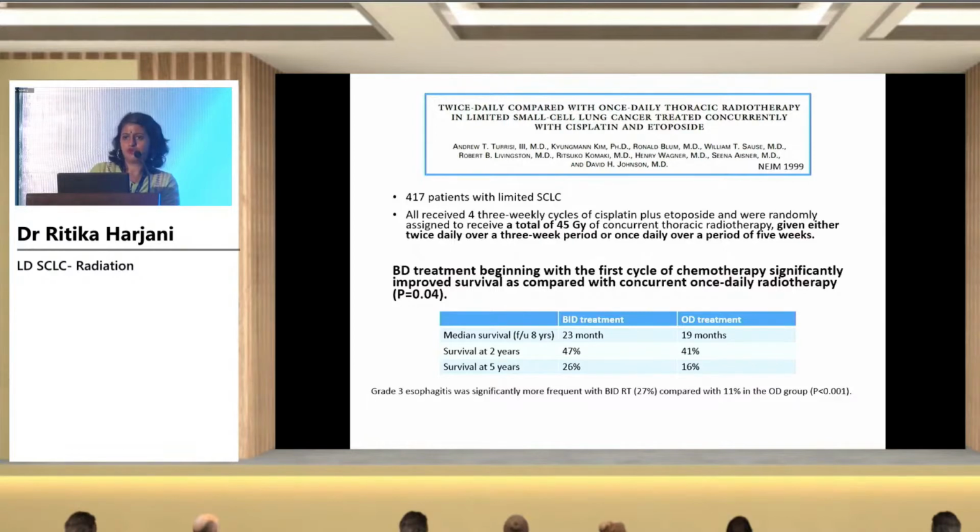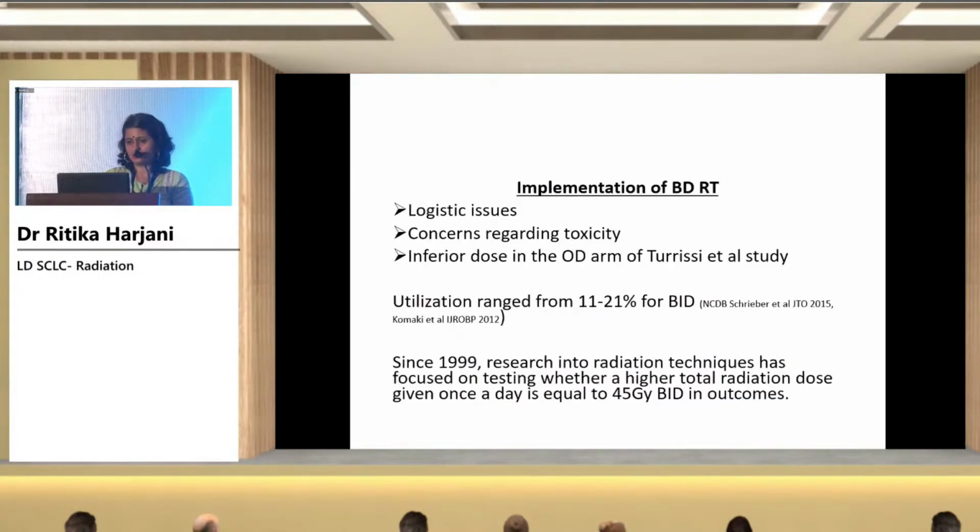It included 417 odd patients, all receiving cisplatin etoposide, and along with concurrent chemo, radiation was started. They randomized to 45 gray in BD fractionation, that is twice a day, versus 45 grays in OD fractionation, that is once a day. There was a superior survival benefit with the BD fractionation in all aspects: the median survival, the 2 years and 5 years. The esophagitis, which is one of our concerns, was a little more for BD fractionation, but it was manageable.